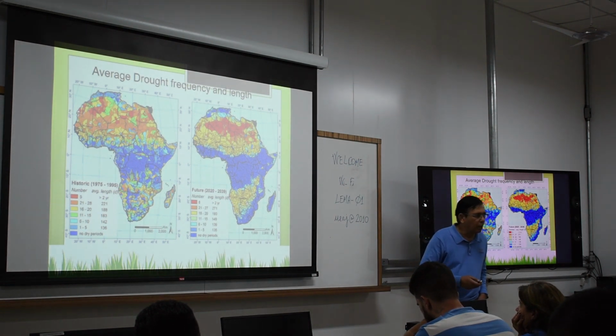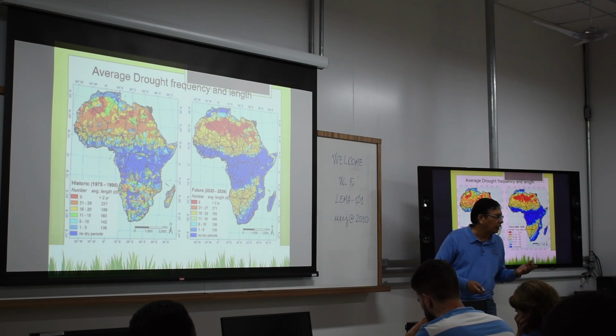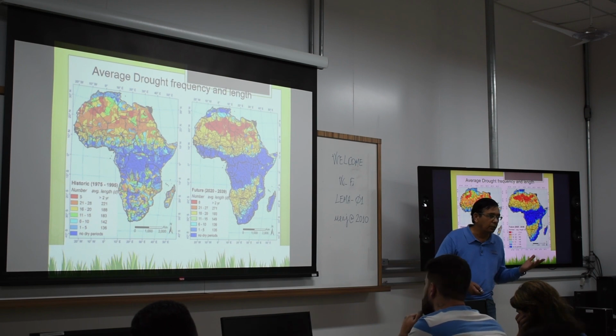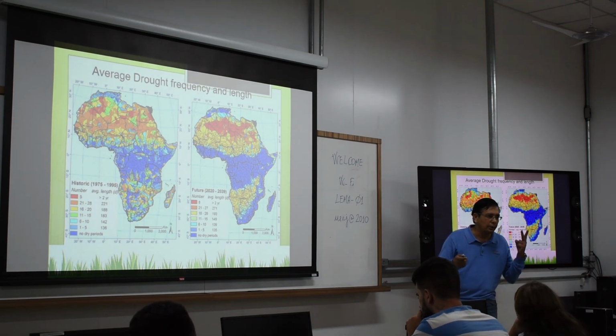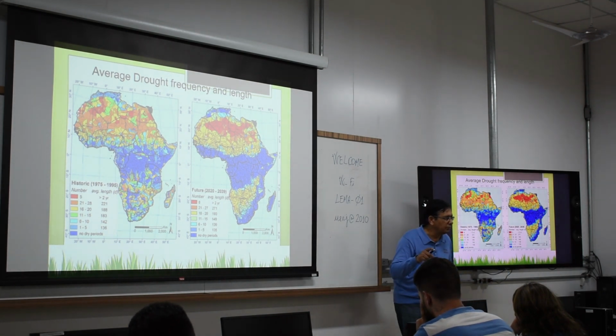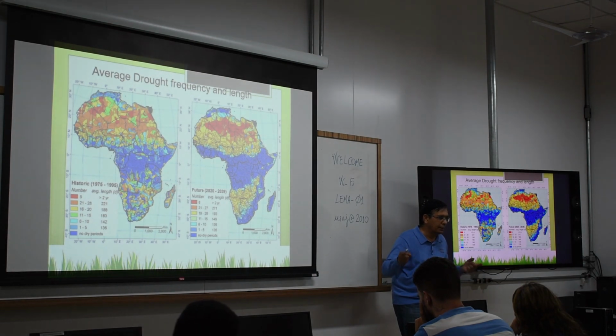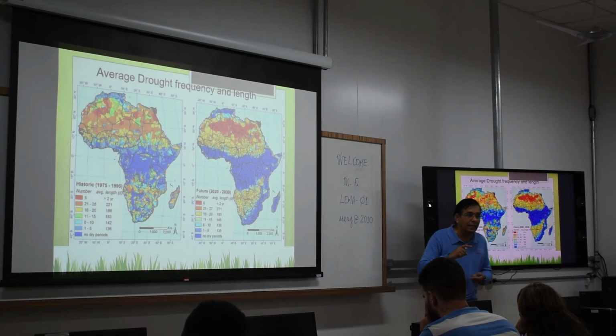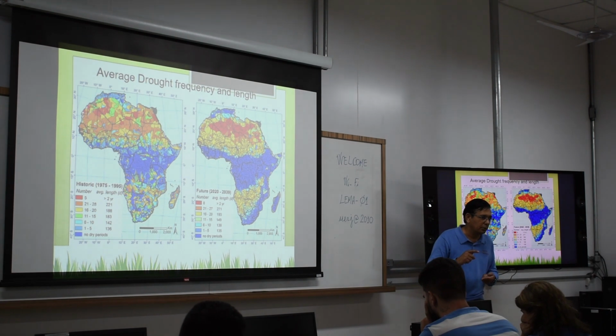The output from SWAT you can also use to look for things like floods or droughts, the frequency of flood, frequency of drought. Because when you look at the risk assessment, you need two things: the duration and the intensity. If you multiply intensity times duration, that is your risk. Intensity means severity. How severe is the drought?